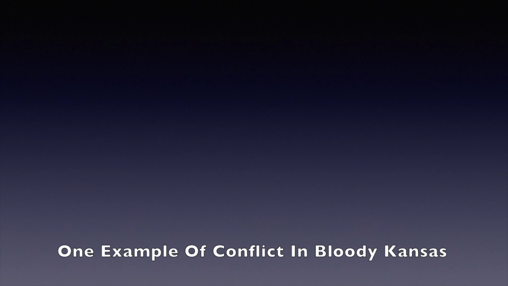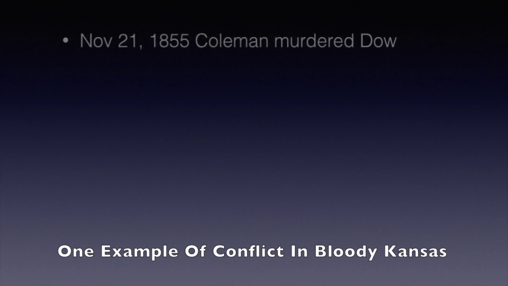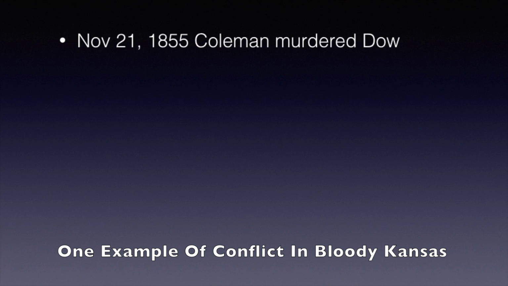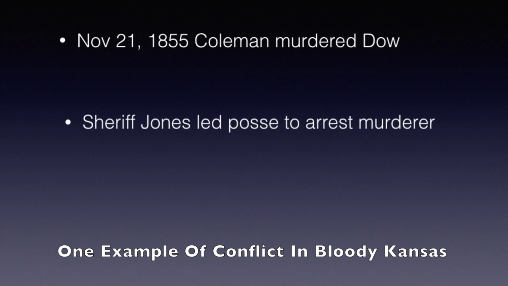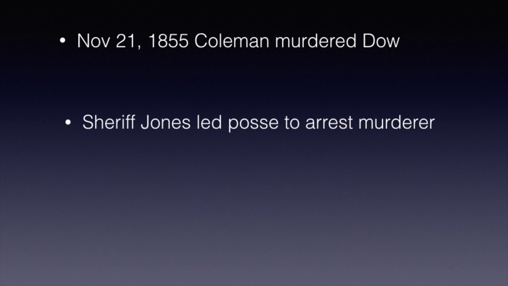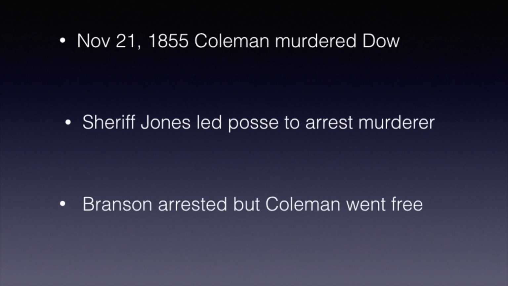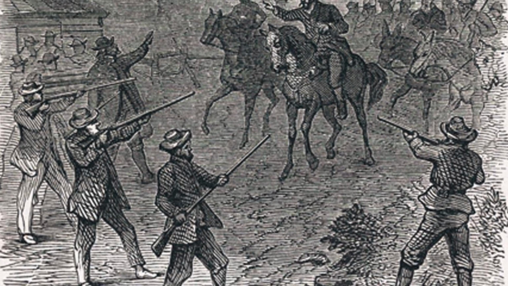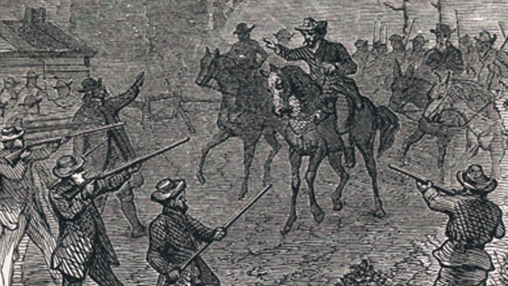Tensions continued to rise to the point of violence. On November 21, 1855, a pro-slavery man by the name of Franklin Coleman murdered Charles Dow over a land dispute. Coleman said it was in self-defense. Douglas County Sheriff Samuel Jones led a posse to arrest the murderer. Instead, he arrested Jacob Branson, who owned the fought-over property, and Coleman went free. Once word spread, a mob of free staters released Branson and took him back to Lawrence.